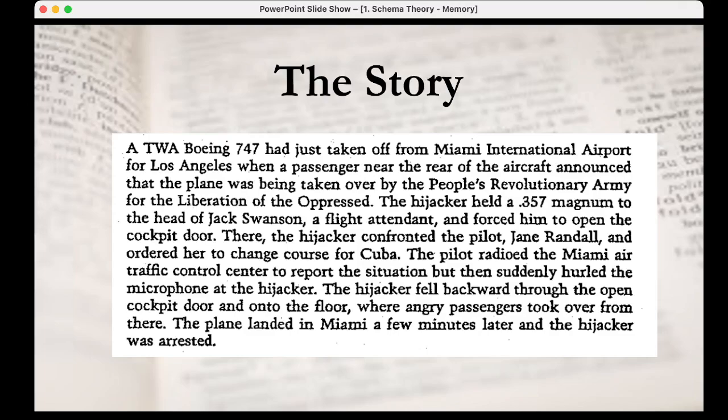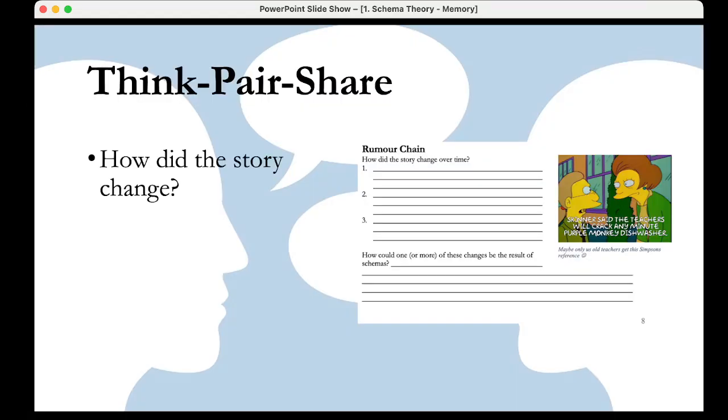Now, this is the original, taken from the original task. I've credited the author somewhere. And a couple of key details in this: one is that the pilot is a female and the flight attendant is a male. So we're going to see, do the details change?